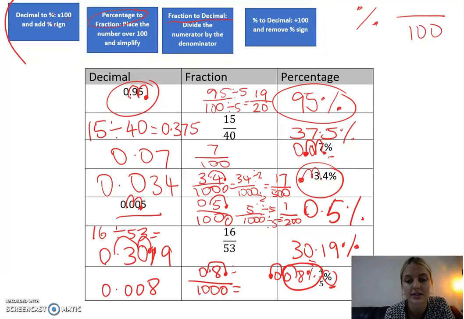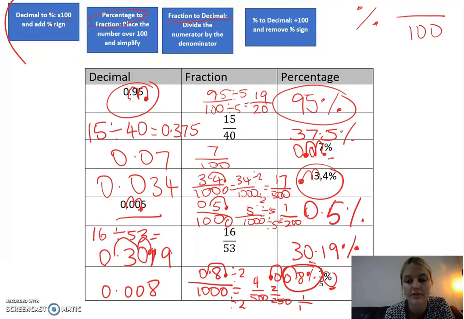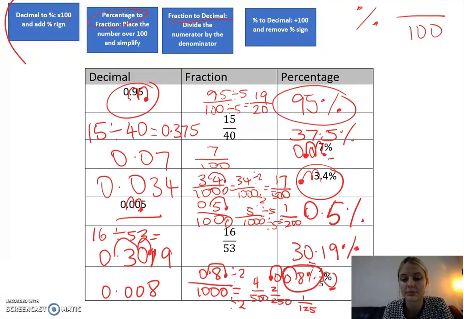8 over 1,000, let's just halve it until we can't simplify it any further. 4 over 500, halve it again. 2 over 250, halve it again. 1 over 125. That is fully simplified, your final answer.